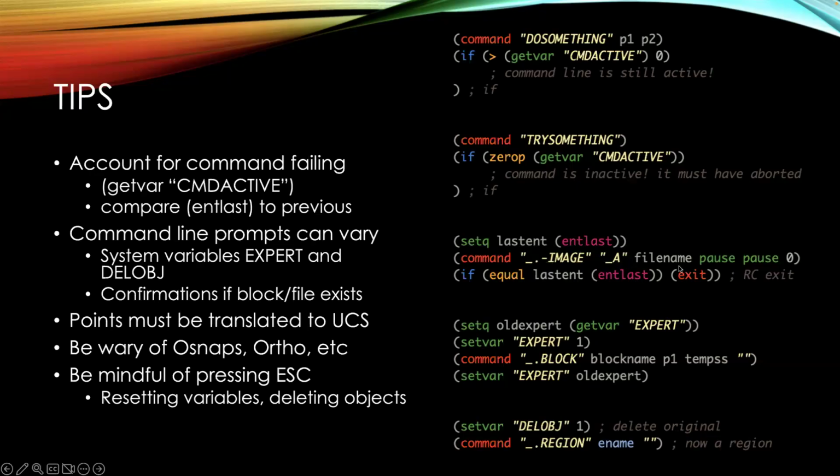So I'm firing image attach, my file name, I pause for location, I pause for scale, I say 0 rotation, and then I go, hey, by the way, is that variable last int equal to the new int last? Now, if this variable equals the last entity in the drawing, then that means the image attachment failed. So that's a very classic way of testing if a command succeeded: simply grabbing int last and then seeing if that int last is still int last. And if it is, then that failed, and in that case I can exit.